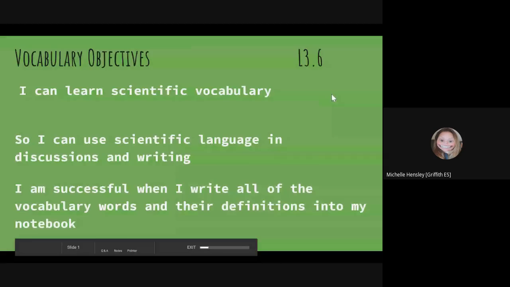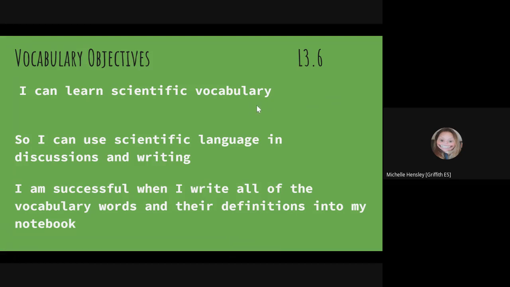So as always with all of our new things that we are learning, we have objectives, and I am going to say the objective, and then you're going to repeat it. And why do we have objectives? So we can know what we're learning and why we're learning it. All right, let's start and hope I can make it through a whole video this time.